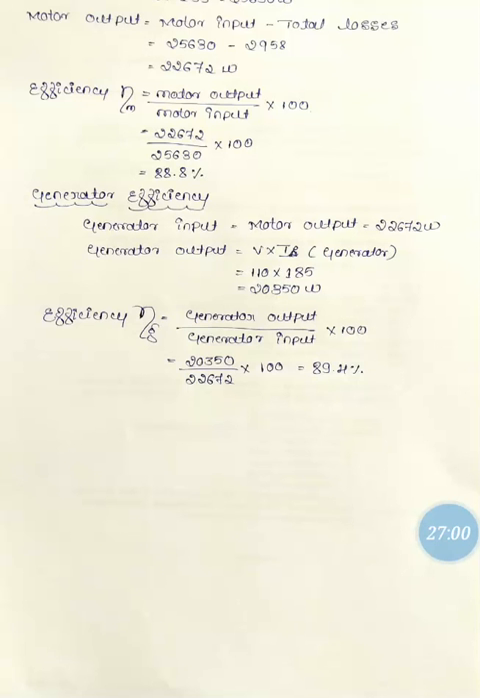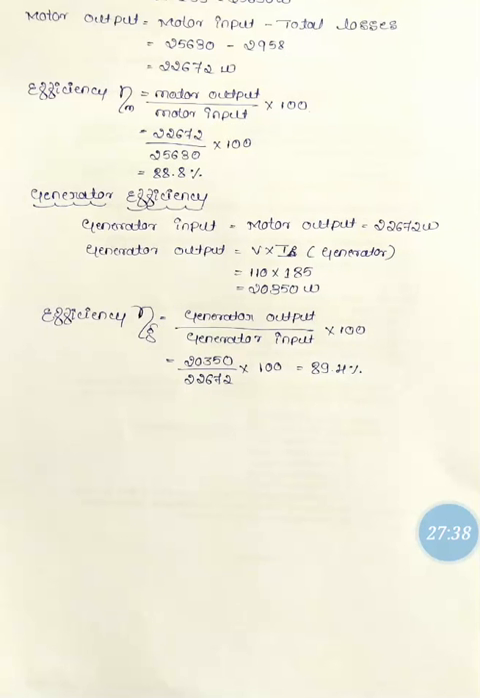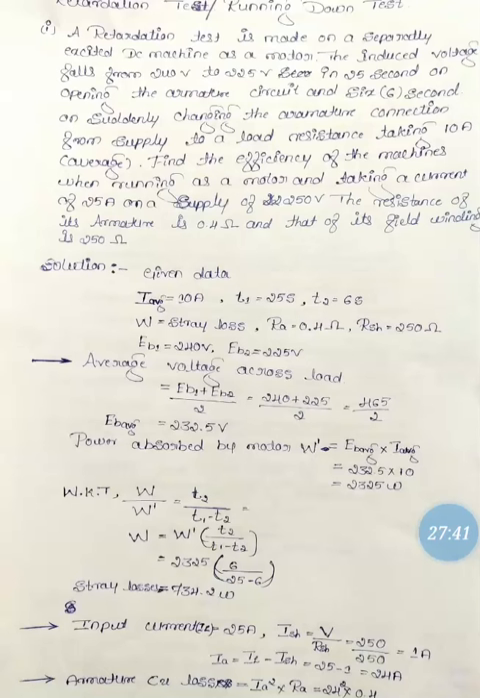Similarly, we can calculate the generator efficiency. The generator input is the motor output, that is 22,672 watt. The generator output can be calculated as the product of supply voltage and the line current of the generator, that is 110 into 185 ampere, and we get the generator output as 20,350 watt. Then the efficiency of the generator is the ratio of the generator output to the generator input, and we get the efficiency of the generator as 89.4%. So this is about the numericals on the Hopkinson test of the motor.